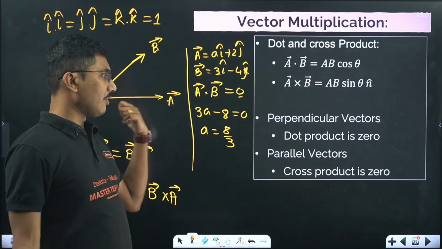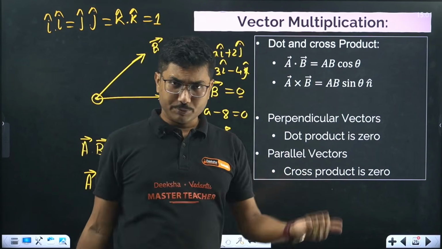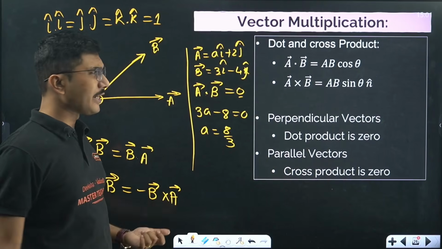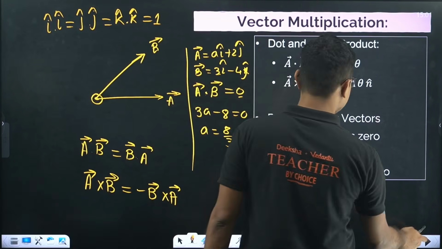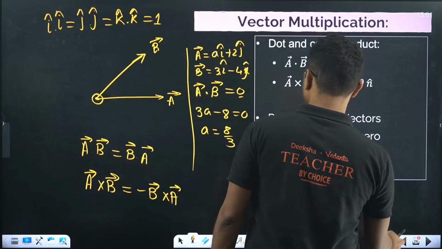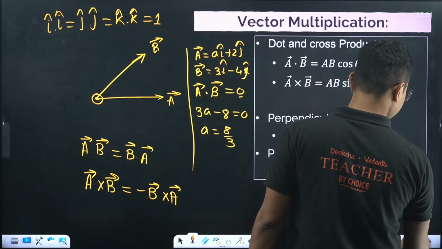Similarly, if vectors are parallel to each other, then you have to find the cross product. Now how to find the cross product of two vectors? To find the cross product of two vectors, you just need to, just a second, let me add a page.